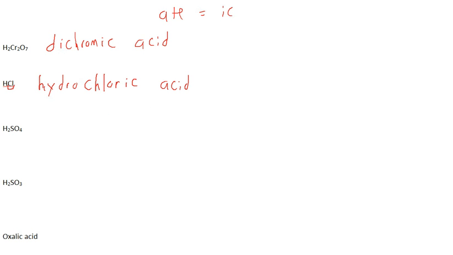And the third one, we do have an oxygen, so we're not going to have hydro. We're just going to start by naming the root of the polyatomic ion. SO4 is sulfate, so the root would be sulf, and we add ic, so sulfuric acid. Okay, sulfate, ate something icky, sulfuric acid.